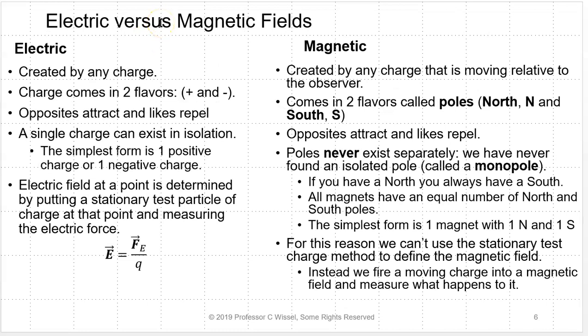Now, we're going to compare electric and magnetic fields. Electric fields are created by any charge. Charge comes in two flavors, positive and negative. Opposites attract and likes repel. A single charge can exist in isolation. The simplest form is one positive charge or one negative charge.